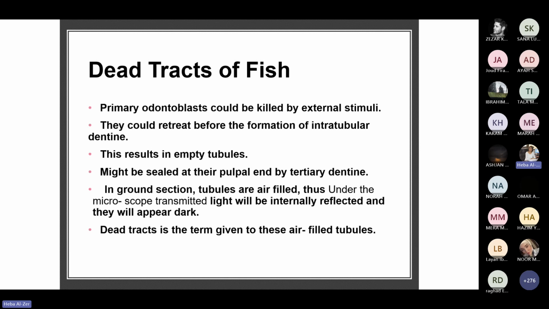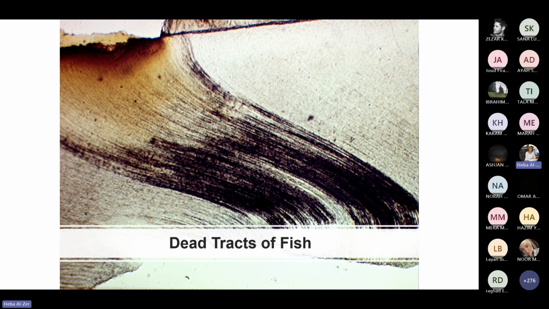If the stimulus or the carious lesion or the harmful stimulus is very, very strong, what happens is the odontoblasts die. If they die, the tracts or the dentinal tubules above them become empty. And what happens when we make a ground section of these empty tubules, they are filled with air and they look under light like black lines. These are called dead tracts of fish. The odontoblasts here are dead, and the tubules here are empty and filled with air.